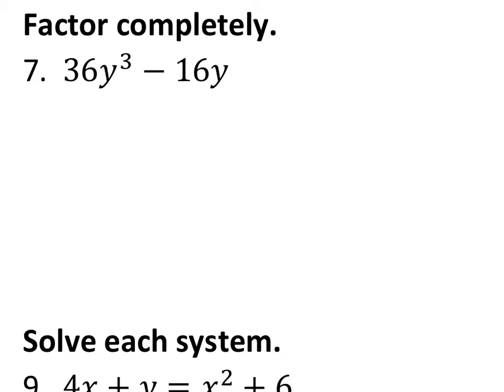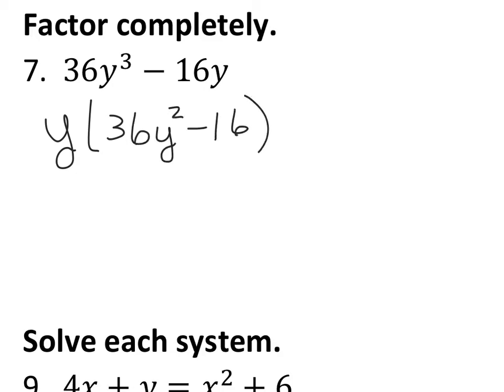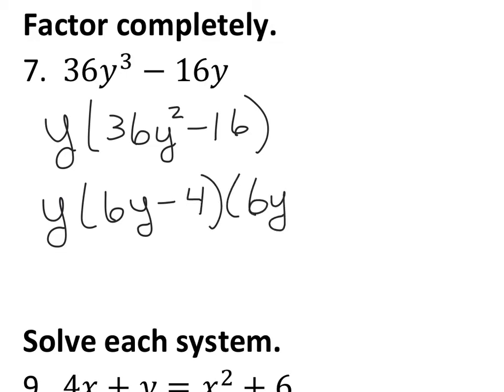All right, in problem 7, I want to factor completely. So I'm going to factor out the y first, and then I'm going to factor what's left. So let's factor out this y. And we have 36y squared minus 16. Now you should recognize that these two numbers are both perfect squares, and so is y squared. So what we have here is the difference of squares. So that's going to factor 6y minus 4, 6y plus 4. That's all.